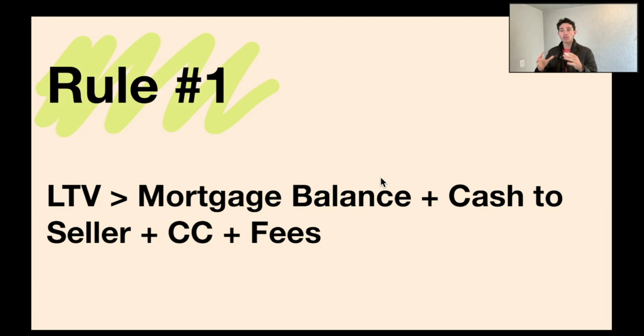If that money needed, I'm going to call that money needed, goes above the LTV, there is no deal to satisfy the first leg of the transaction. I'm going to get into the legs. There are two transactions happening in the Morby method. But that's rule number one.